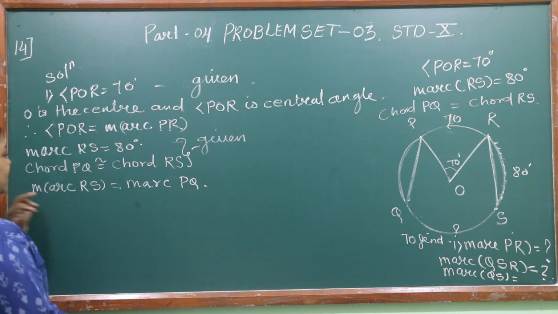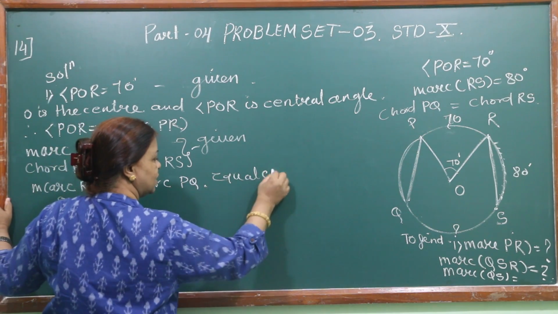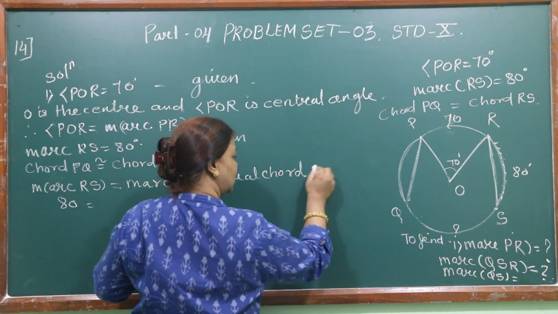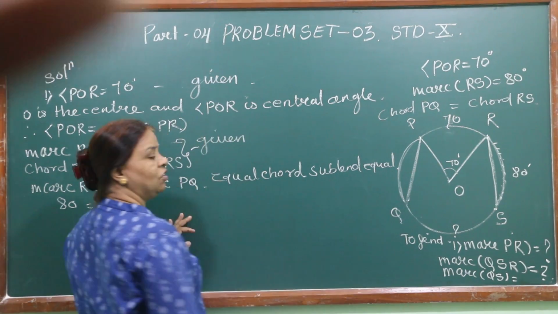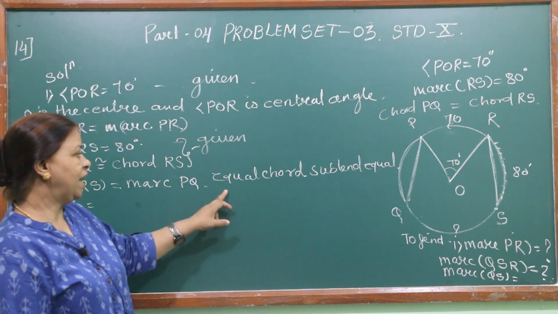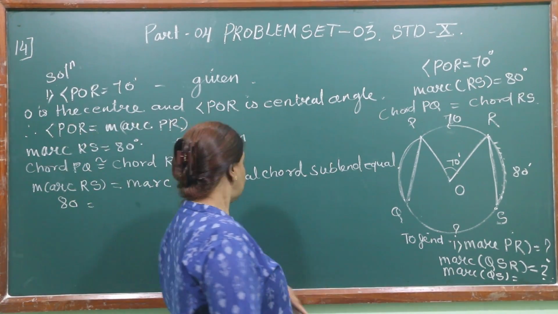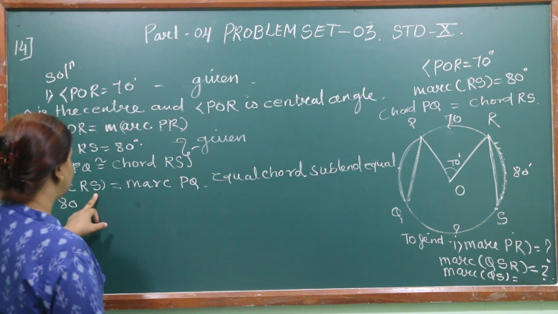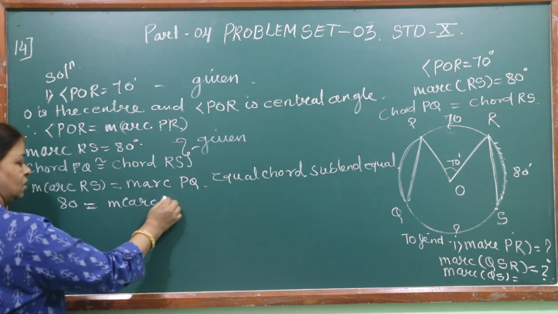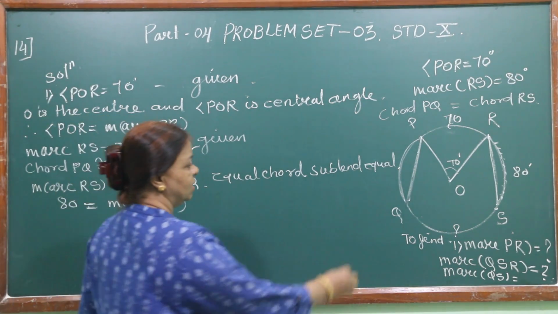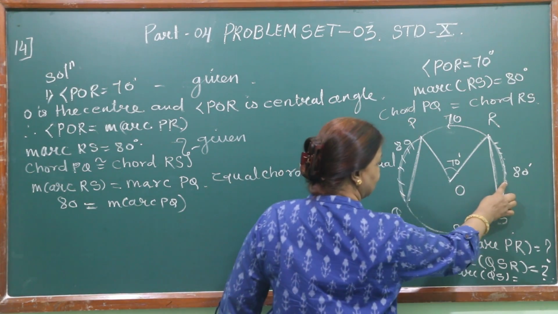How much is measure arc RS? 80. Equal chords subtend equal arcs. This theorem I have discussed in one of the videos and you have done that. So if you don't know, please go through the playlist and you will come to know. So measure arc RS is given as 80, and measure arc PQ will be equal to 80 only. So we got measure arc PQ as 80, this as 70, this as 80.